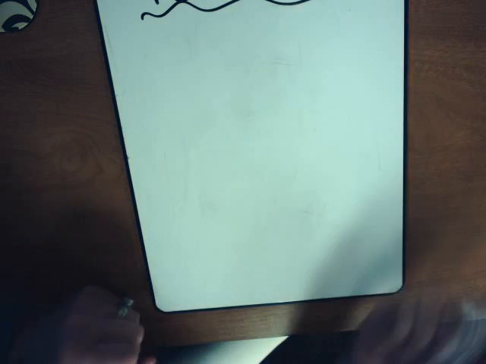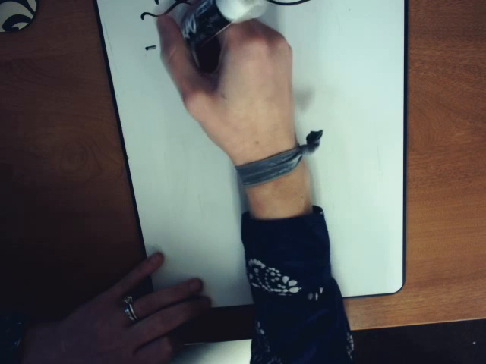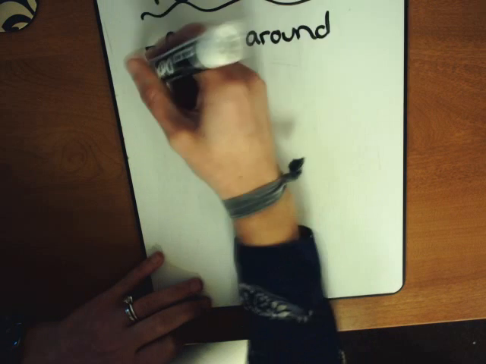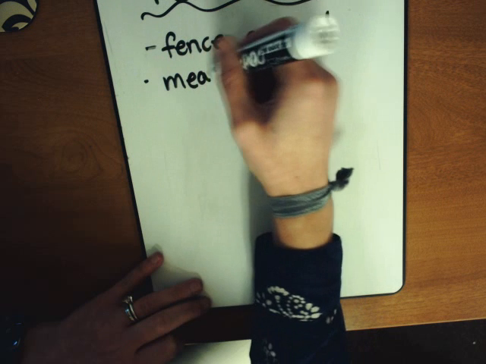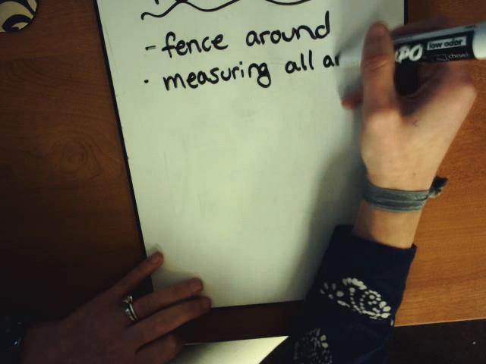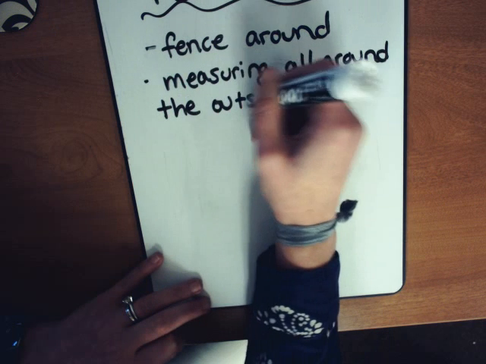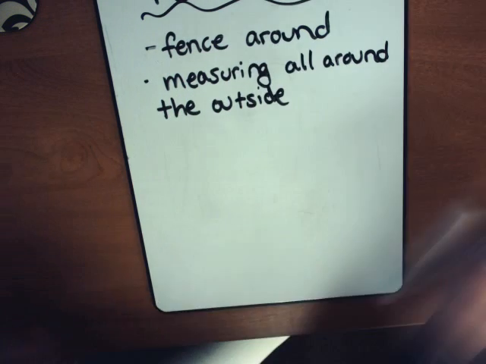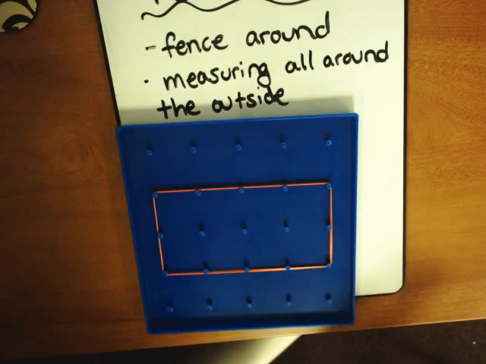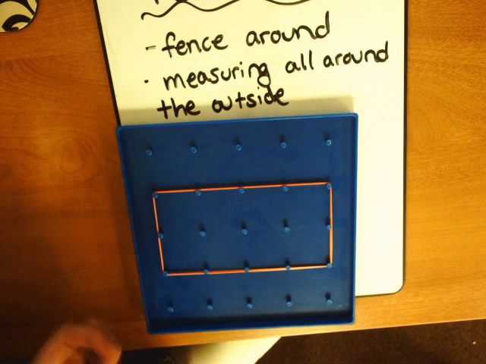Okay, so we think about measuring the perimeter. It is the fence around. We're measuring the outside, all around the outside. For example, if we were taking a look here at this rectangle, the perimeter would be all the way around the outside here.